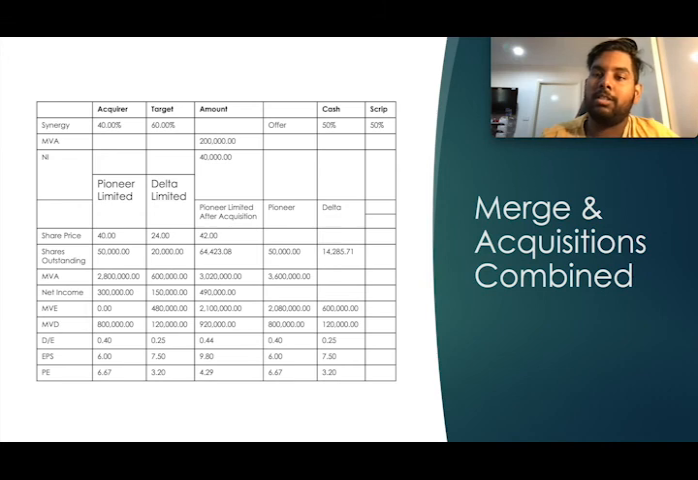Market value of assets is 600,000. Market value of debt is 120,000. Debt to equity ratio at 0.25, earnings per share is at 7.5, and price earnings at 3.2.